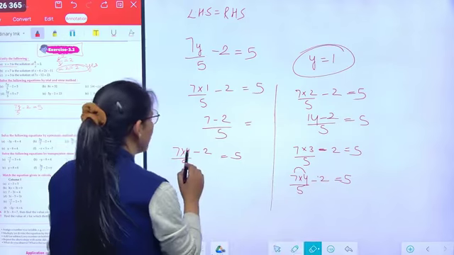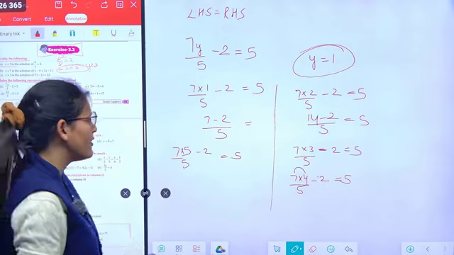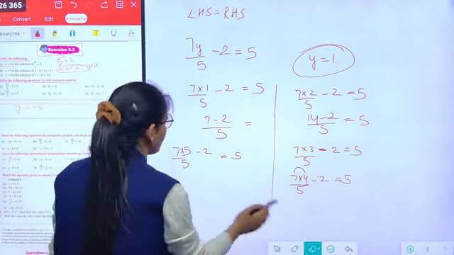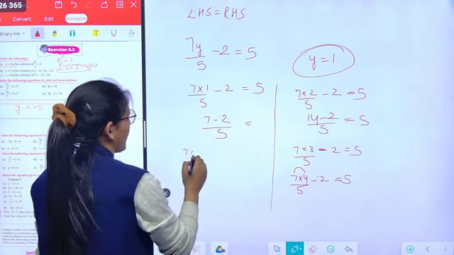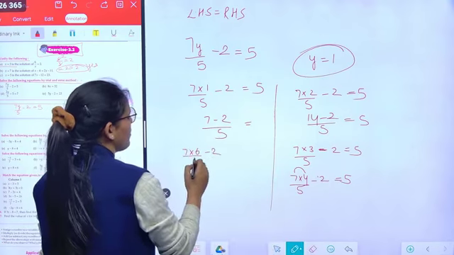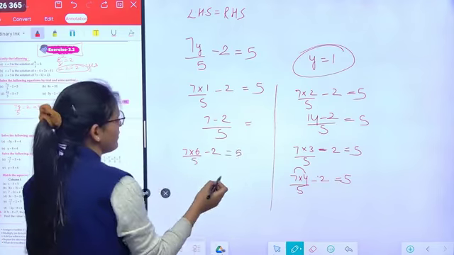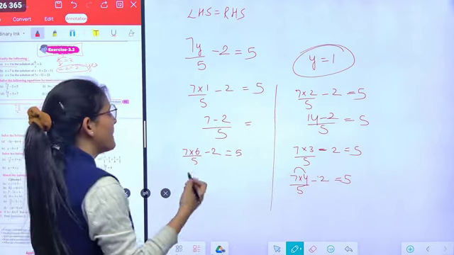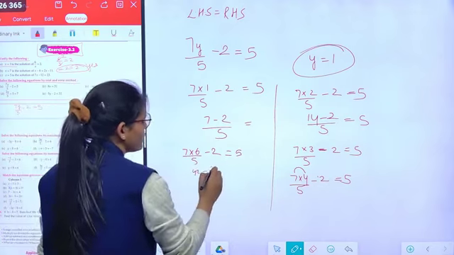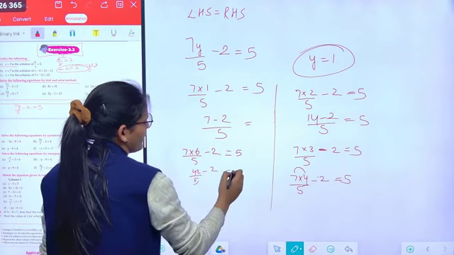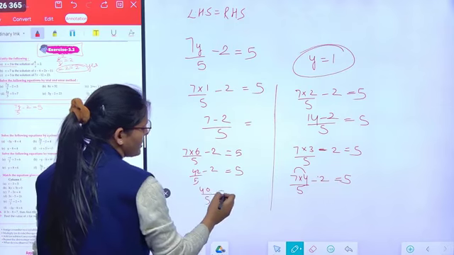Yes class, now we put 5 in place of y. 7 5s are 35 minus 2, 33, it will not be equal, class. Now let's put 6 in place of y: 7y minus 2 upon 5 is equal to 5. Yes class, 7 6s are 42 minus 2 upon 5 is equal to 5. 42 minus 2, 40 upon 5 is equal to 5.